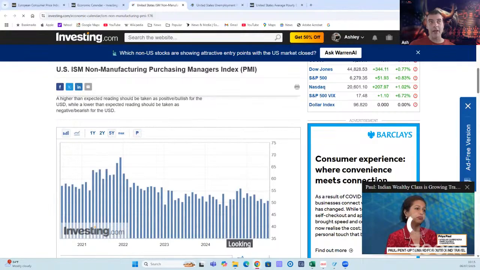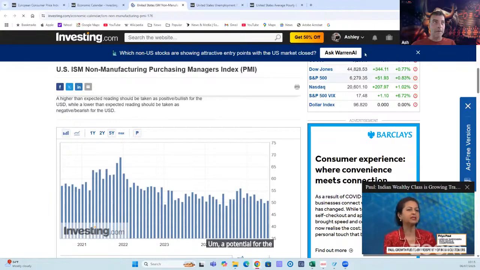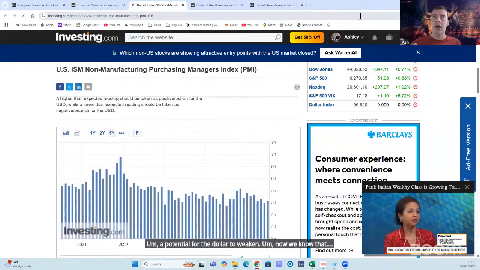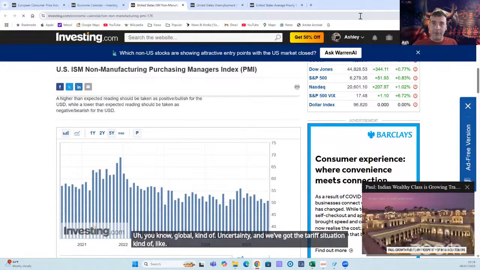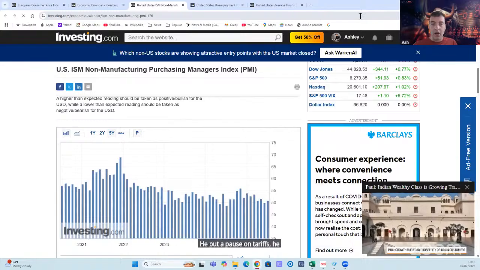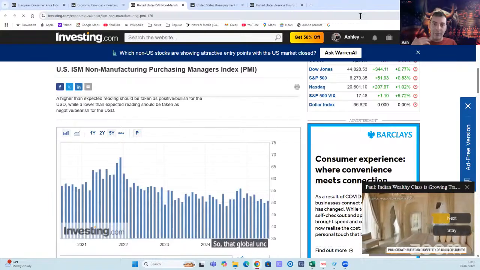So looking at the fundamentals of where we are, the information that we had last week does point to a potential for the dollar to weaken. Now we know that global uncertainty, and we've got the tariff situation looming again, because Donald Trump put a pause on tariffs. He put a hiatus on it for a period, but that period is starting to expire. So that global uncertainty again pushes towards the yen.